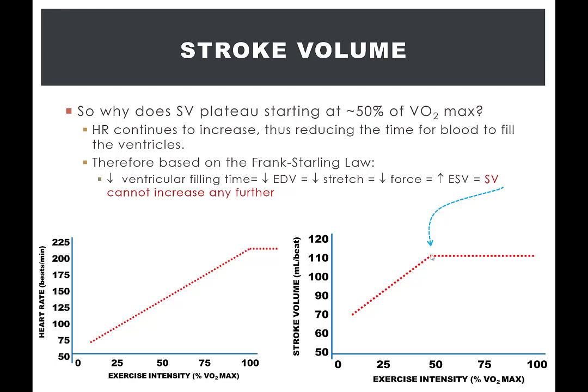So the ultimate reason why maximum stroke volume is observed at around 50% VO2 max intensity is because of the reduced ventricular filling time caused by the increasing heart rate, as you see in this figure right here. You can see in this figure for heart rate that at 50% VO2 max intensities and above, heart rate continues to climb in a proportionate fashion.